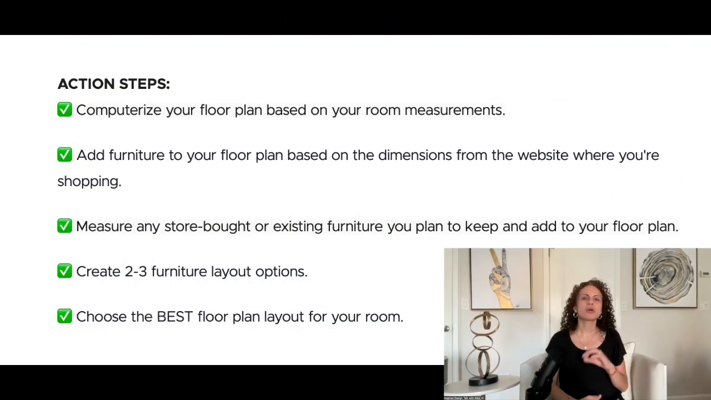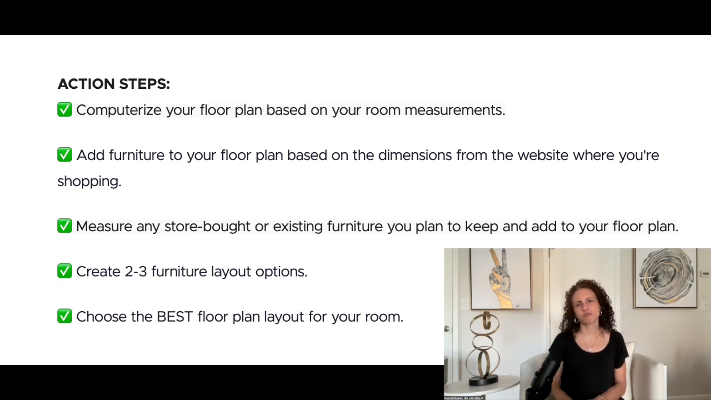Action steps. Computerize your floor plan based on your room measurements. Add furniture to your floor plan based on the dimensions from the website where you're shopping. Measure any store-bought or existing furniture you plan to keep and add it to your floor plan. Create 2 to 3 furniture layout options.